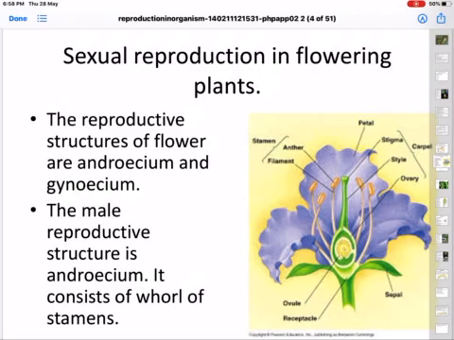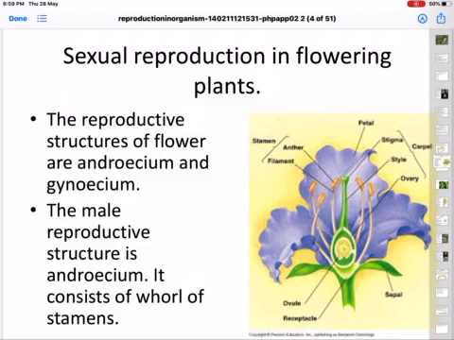At the end of the session, you are supposed to be able to define microsporogenesis, syncarpous gynoecium, and apocarpous gynoecium, as well as understand the structure of the TS of flower, VS of microsporangium, as well as megasporangium. Also, every student should be able to reflect on the process of microsporogenesis.